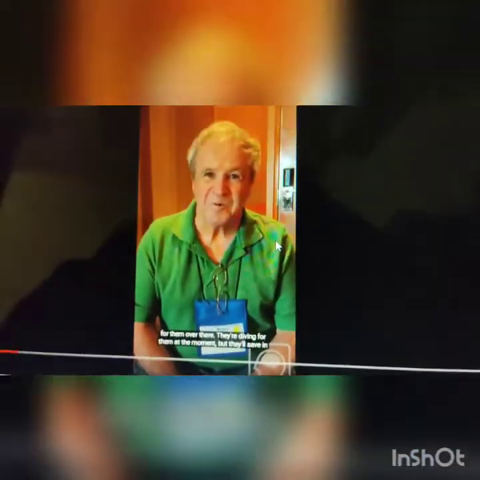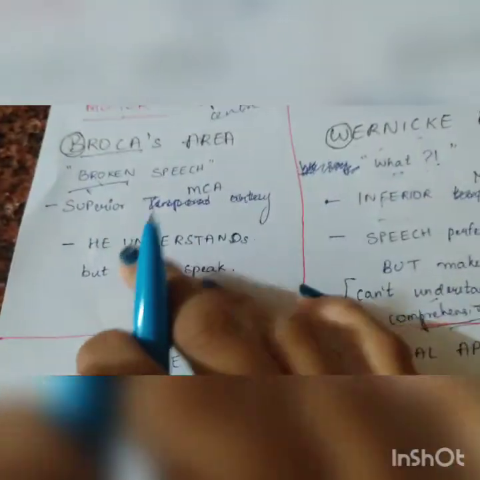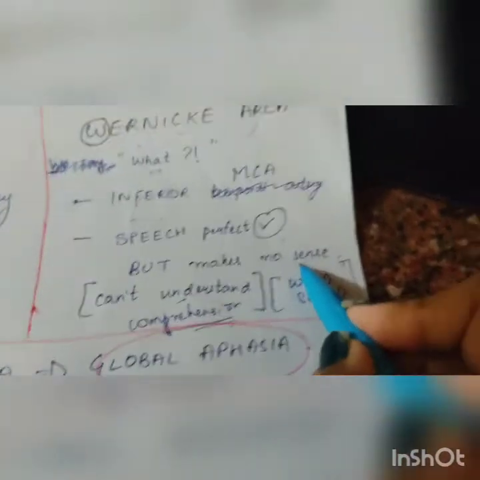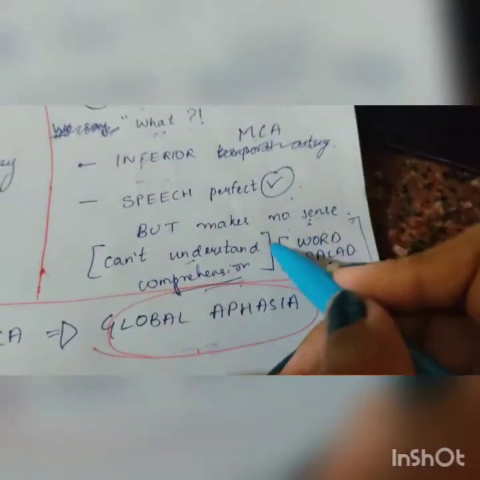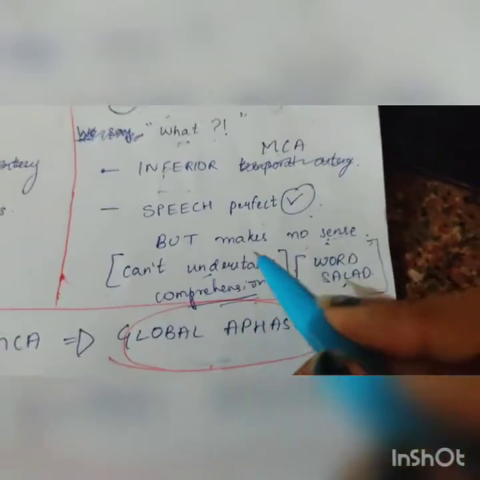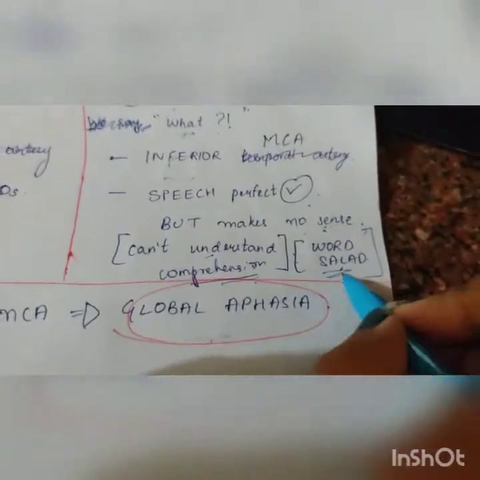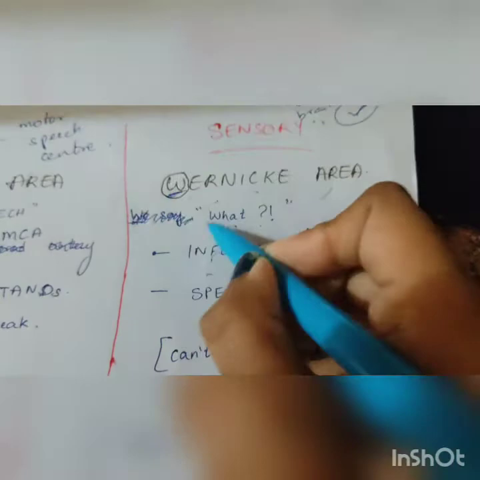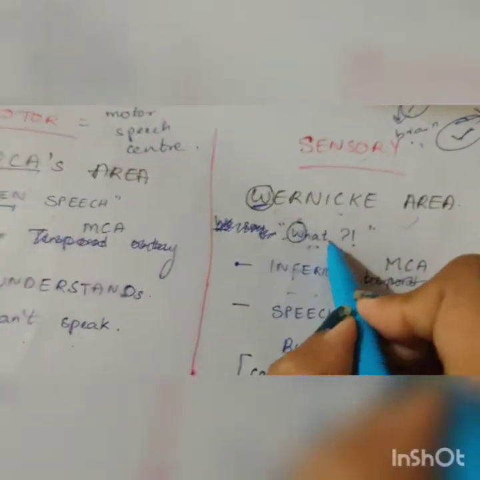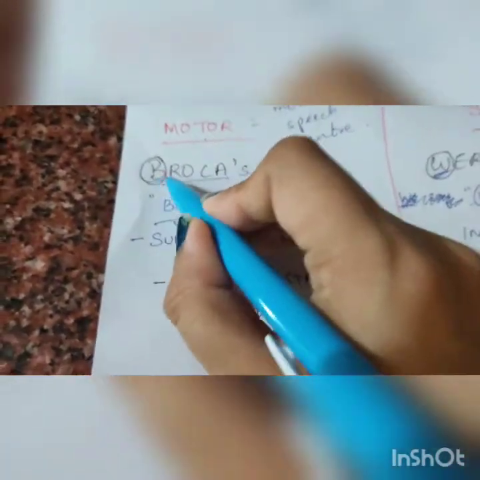So here you can see that his speech is perfectly intact. What he says is perfectly fluent. It is not broken like this, but it doesn't make sense. The questions he's being asked and the answers he's speaking are totally different from each other. They make no sense. So this is called word salad. Word salad is seen with Wernicke's. Why? Because he cannot understand. And broken speech is seen in Broca's area.